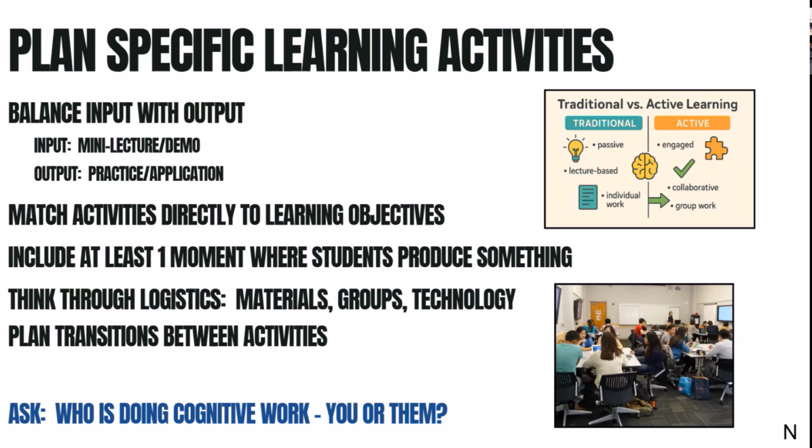If the activity isn't fully completed and your time says you need to move on to something else, finish the activity, because you've got to make sure that anchor of that foundation of knowledge is there to move on to other things. Match activities directly to learning objectives, which we already talked about. In each class, have at least one moment where students produce something, whether verbal or written. Are they actually contributing to the class?